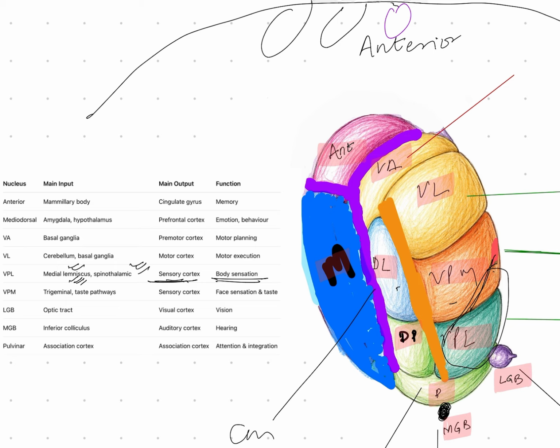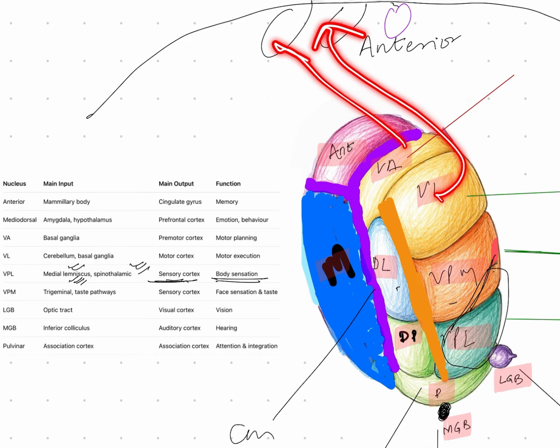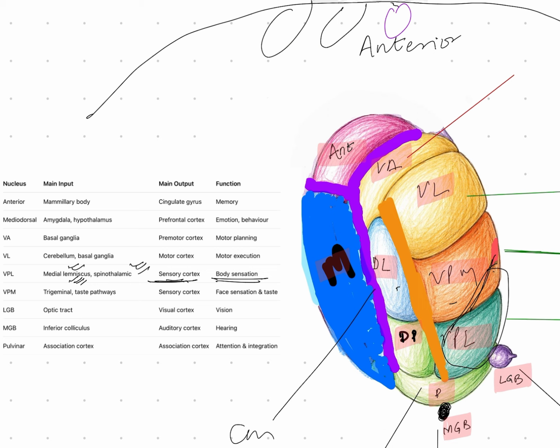And the intralaminar group, mainly the centromedian nucleus, is involved with arousal, consciousness, attention, and pain modulation. So mainly the thalamus is the relay station for all the sensations. So yeah, we have learned everything about the thalamus. These are the main questions that can come on the thalamus. Okay, thank you.